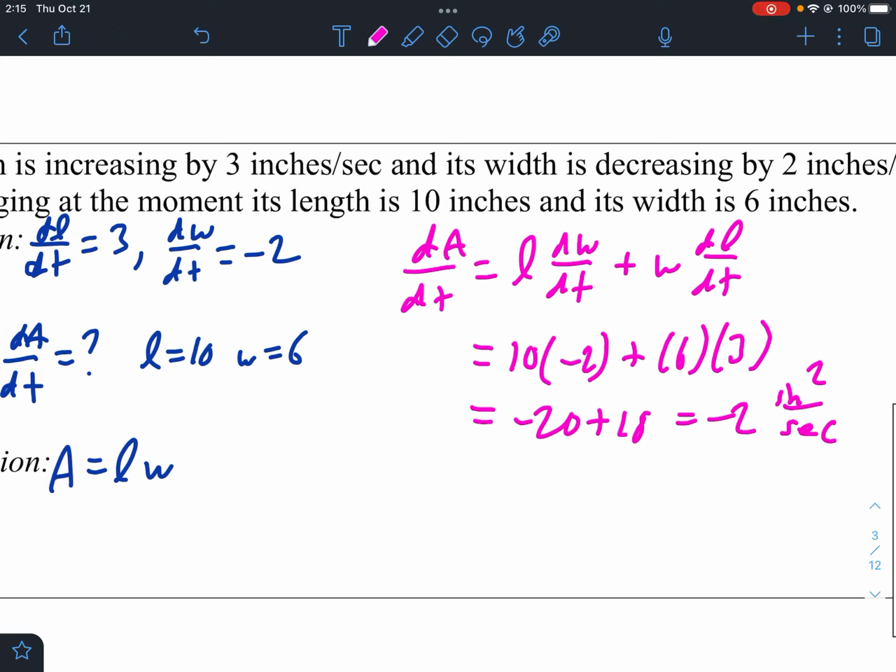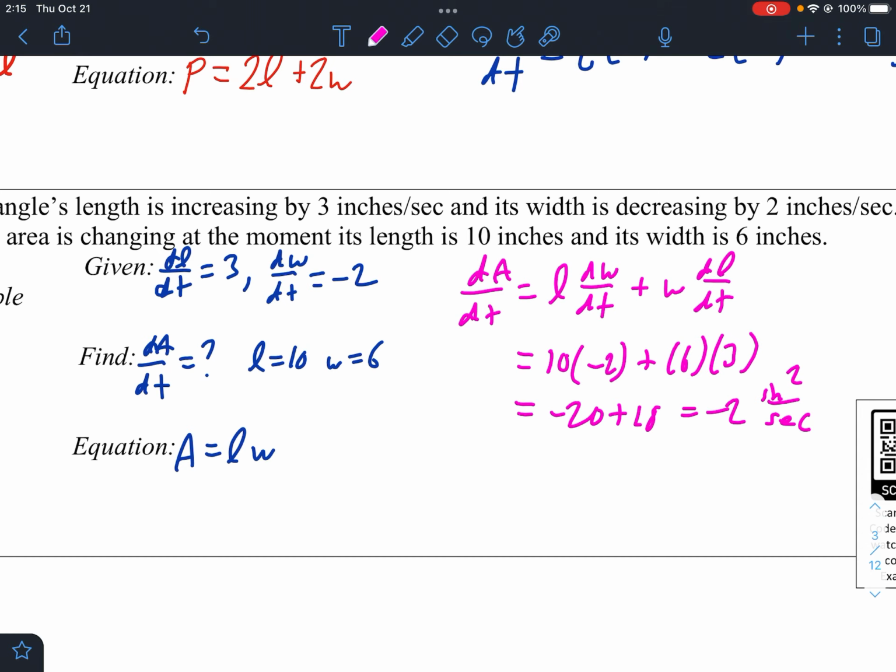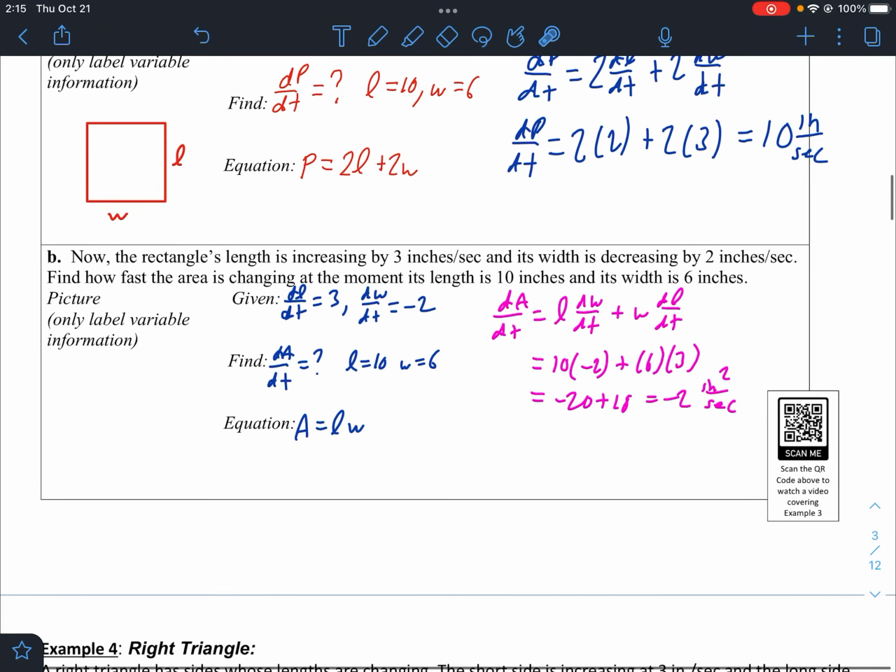Okay, so again, we write this out in a sentence. When L is 10 and W is 6, the area of the rectangle is decreasing at a rate of 2 square inches per second. All right, we have to make sure we mention when L is 10 and W is 6 because those numbers are not constant. We don't have to mention these numbers because these numbers aren't changing. So we always know those numbers are true. But since these numbers are changing, we have to mention those in our answer.